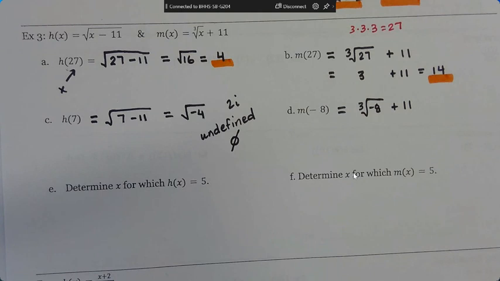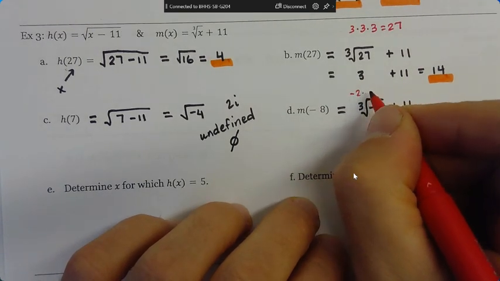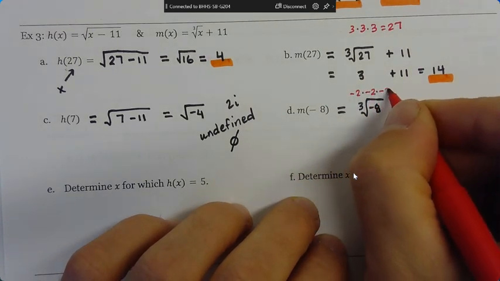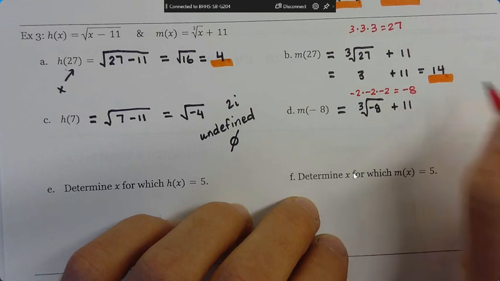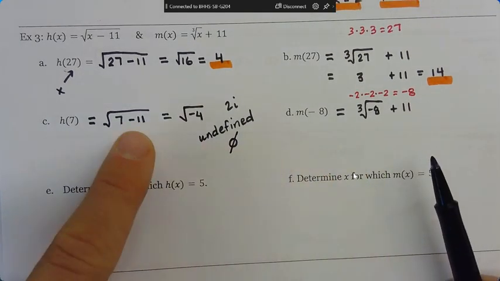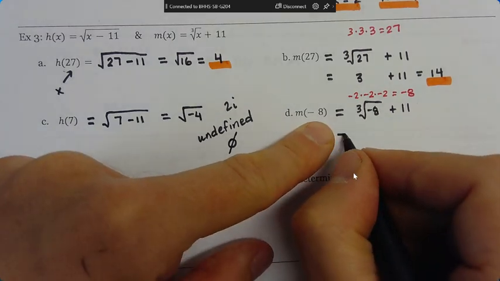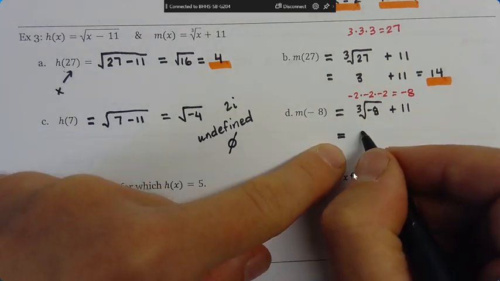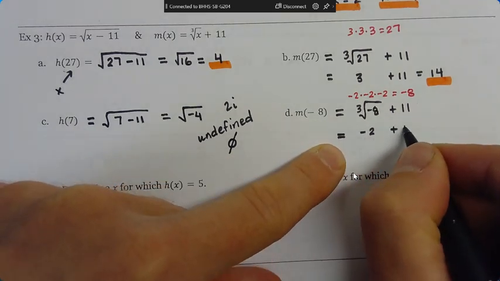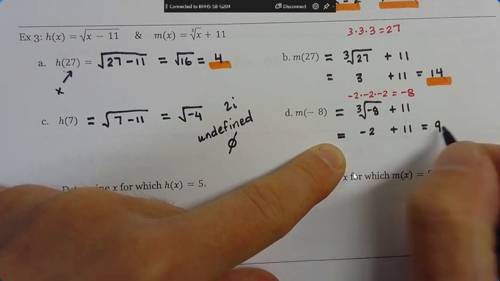I see a couple of you nodding. Can someone think of a number you multiply by itself 3 times, you get negative 8? What are you thinking? Yeah. Negative 2 times negative 2 times negative 2 is negative 8. So while with the square root a negative gets you done, with the cube roots, you can get a negative. This will be negative 2 plus 11, which is 9.